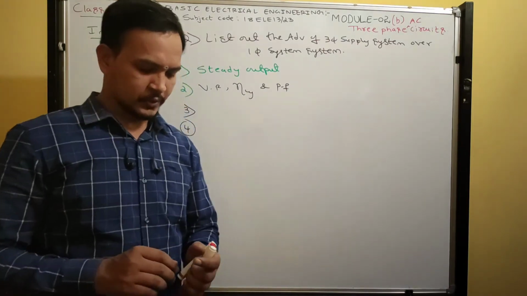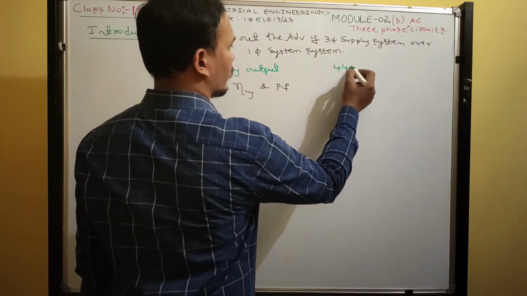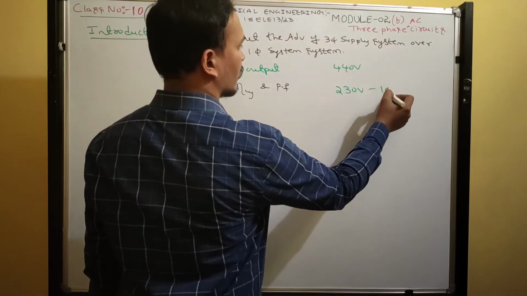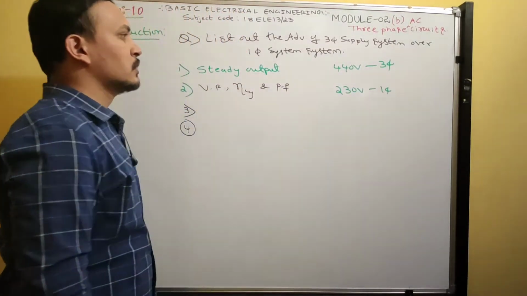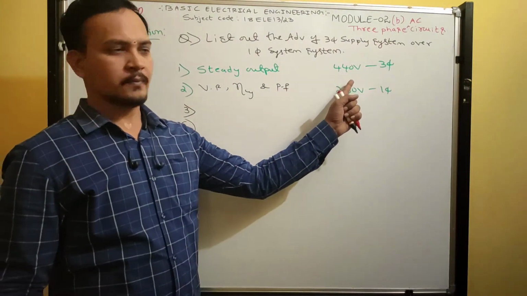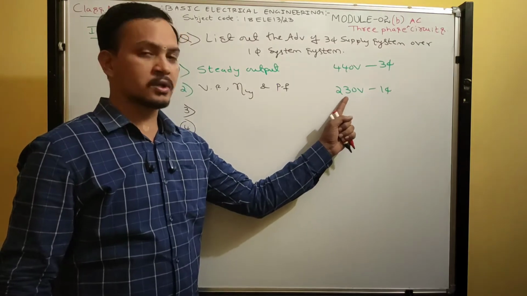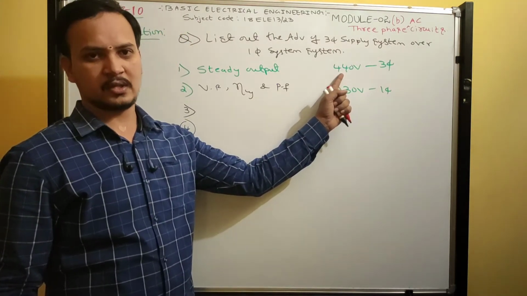In our country the three-phase supply system operates at 440 volts and the single-phase supply system operates at 230 volts. So three-phase supply means 440 and single-phase supply is 230. This 230 volts we can get from 440. That is called phase voltage.